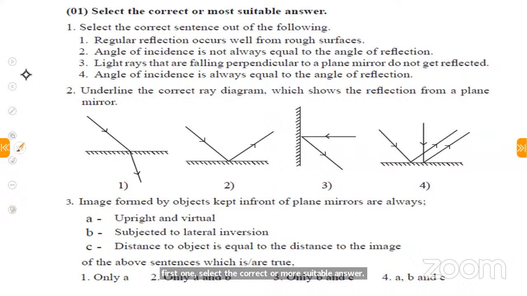Regular reflection occurs well from rough surfaces. Is it correct? Is it correct or incorrect? Incorrect. Incorrect. Angle of incidence is not equal to the angle of reflection.